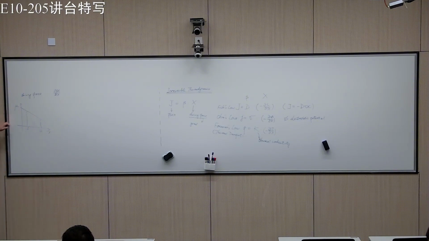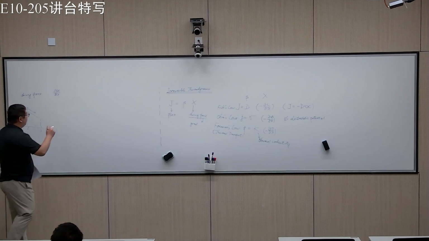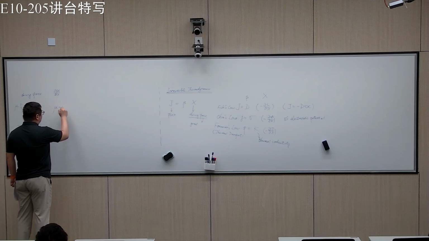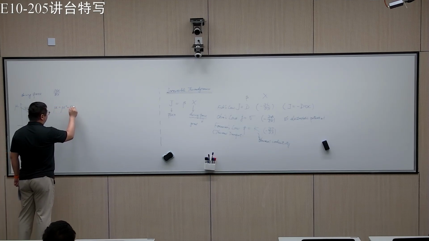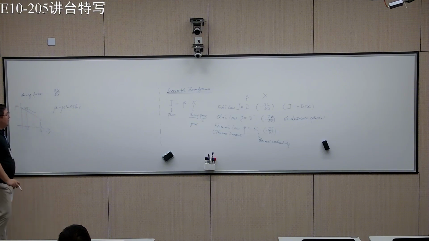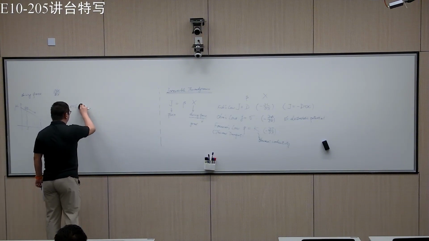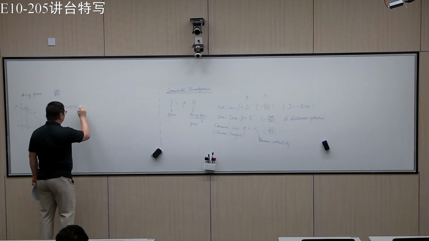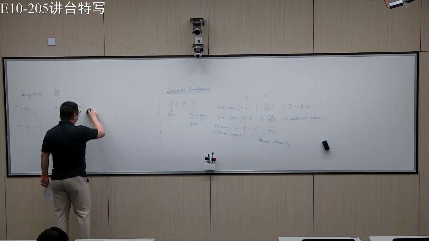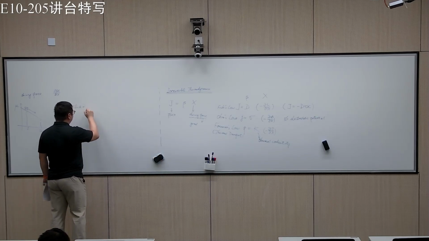Of course, the species will diffuse from where you have high chemical potential to low chemical potential, right? We know that the chemical potential can be linked to the concentration by a logarithm, ln, by this equation.